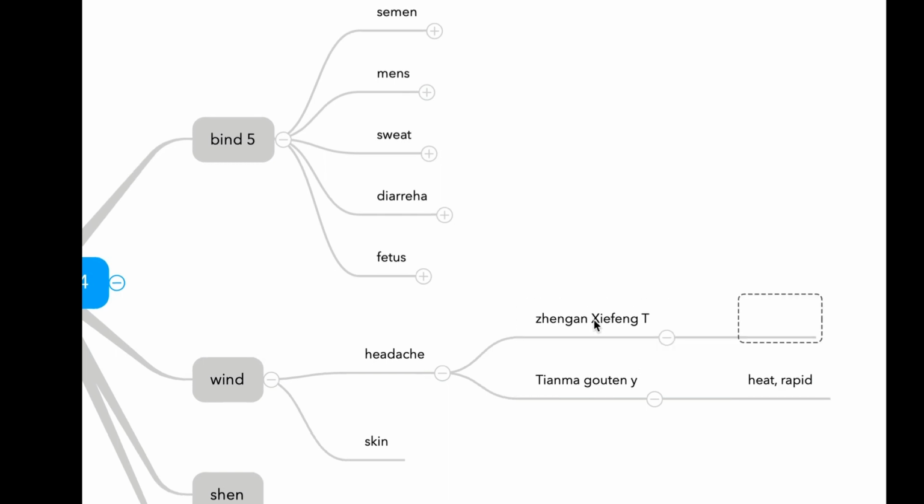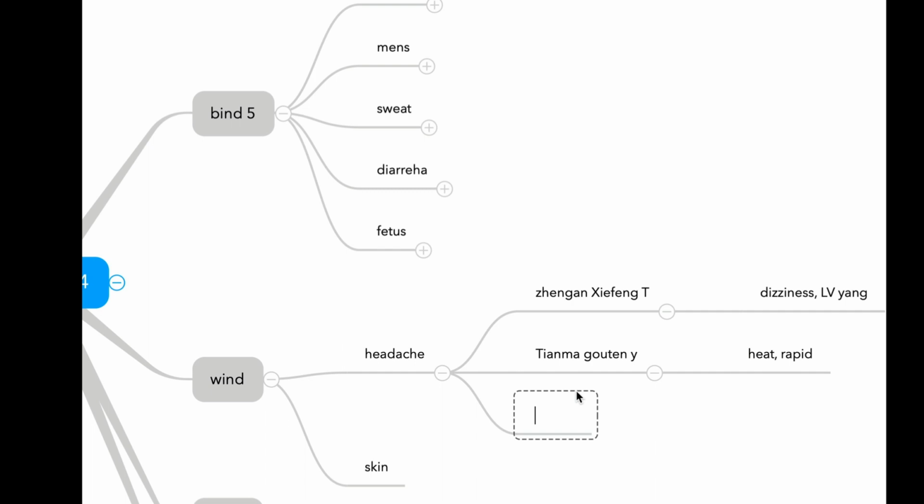And Zhengan Xifeng Tang is more focused on dizziness, liver yang. And liver yang rising is based on an underlying condition of deficiency. And another formula for headache, so this is for just general headache. Chuanxiong Chatiaosan, right? Chuanxiong Chatiaosan. And Chuanxiong is a magical herb for headache. So it tonifies blood, it invigorates blood, but also releases the wind for headache. Chuanxiong Chatiaosan.